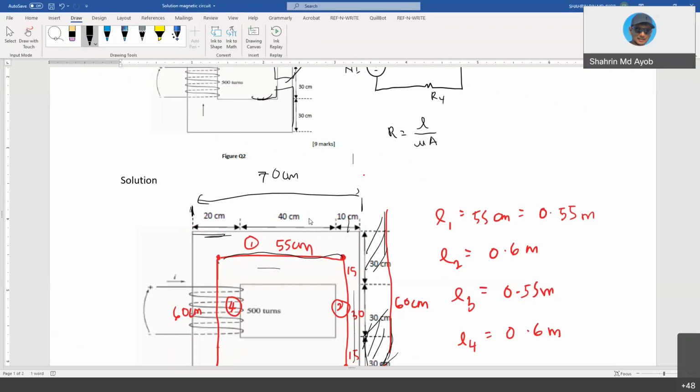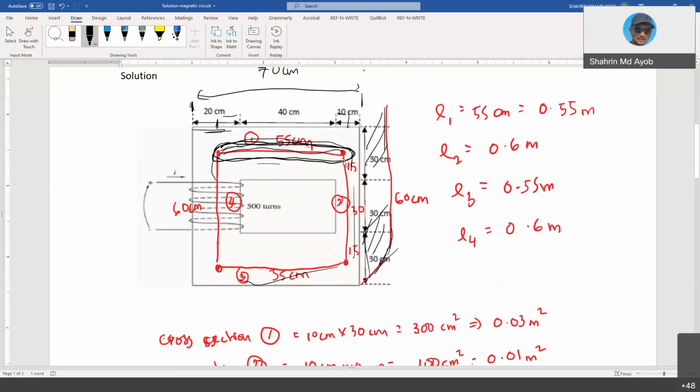The mean length of the flux. Usually the flux will flow in the middle of the core, so we assume that the flux will flow here. So we calculate the average of this segment. For the first segment, this is the segment of the flux flow, so 10, 40, and 5. Okay, the middle section, the middle length.